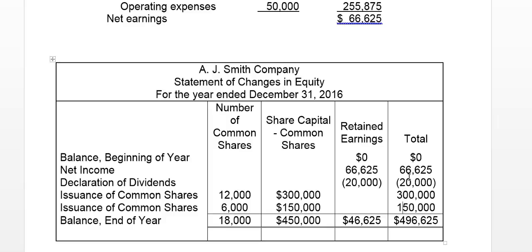If we add all those up, we're going to get 496,625. So we normally do a total of the columns and a total of the rows, just to make sure that as we converge down this way and across this way, we get the same number. And this number is going to be on your balance sheet.